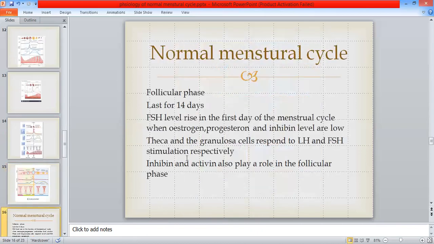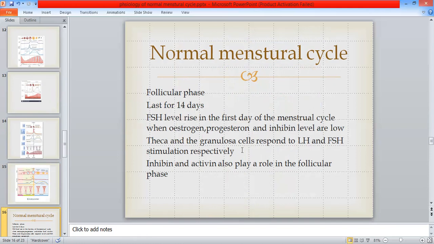Now, just a quick review, which I have explained. These slides are basically explaining the diagram, which I have explained to you in detail. The follicular phase lasts for 14 days. FSH level rises on the first day of the menstrual cycle, when estrogen, progesterone, and inhibin levels are low. I have already told these things in detail while explaining the diagram.